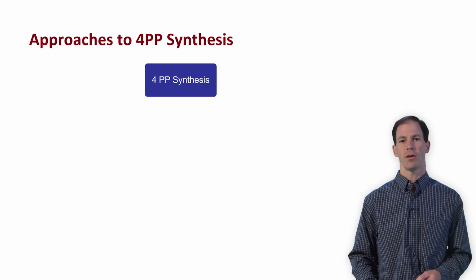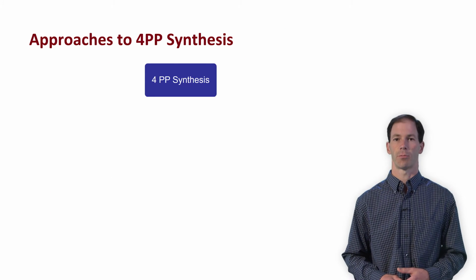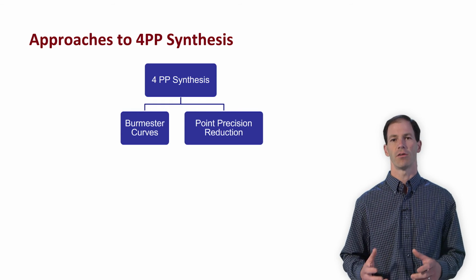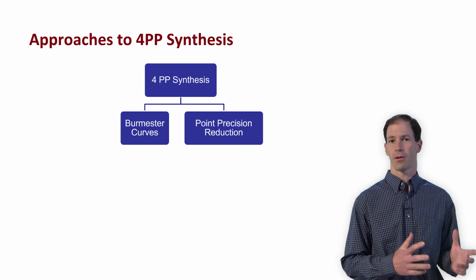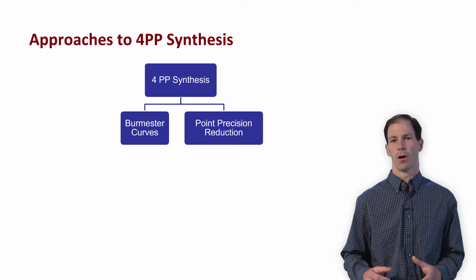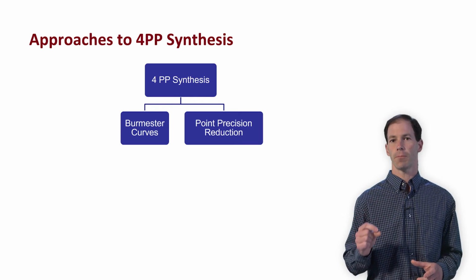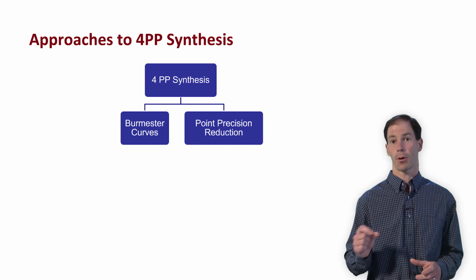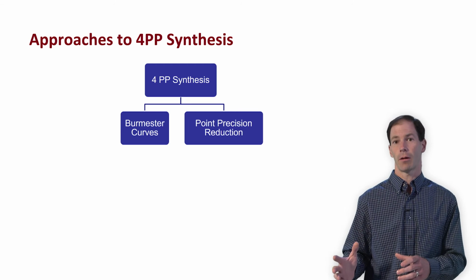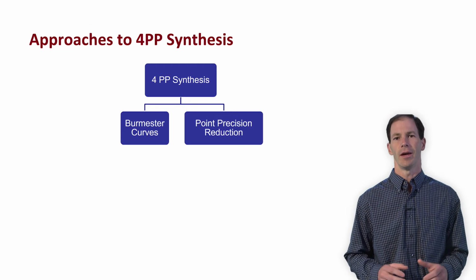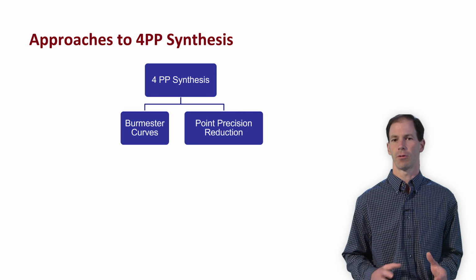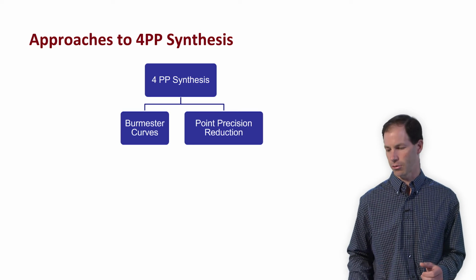So how do we solve a 4 precision position synthesis problem? We have 2 primary areas of solutions. One is Burmester curves, which we'll spend really the majority of our time doing, and the other is point precision reduction, which is basically forcing the moving pivot of our solution to be at one of the poles, and then this reduces it really from a 4 position problem down to a 3 position problem. And it's not very useful because you can only generate one decent solution with it. So we don't spend really any time with point precision reduction.